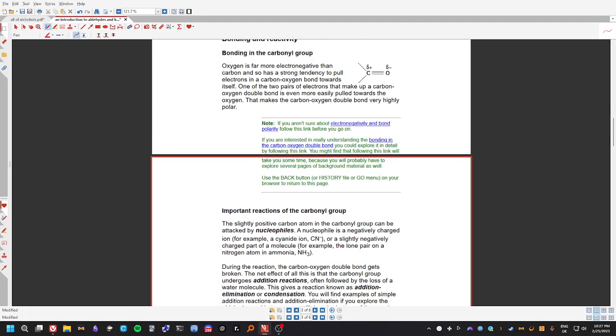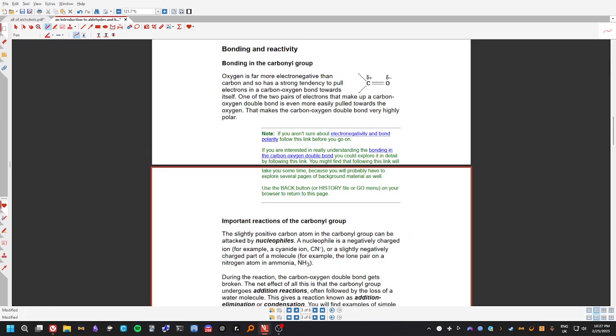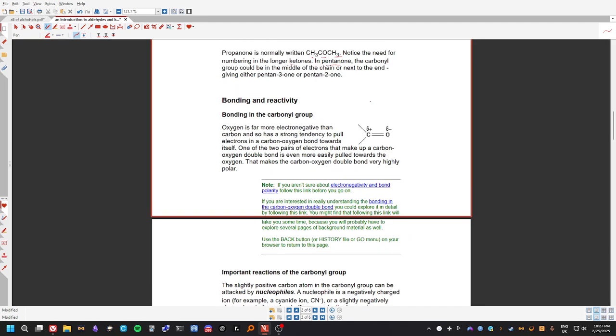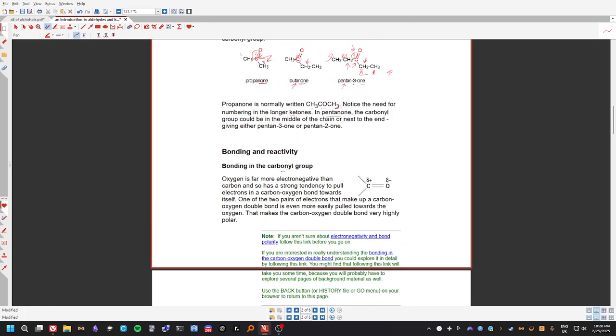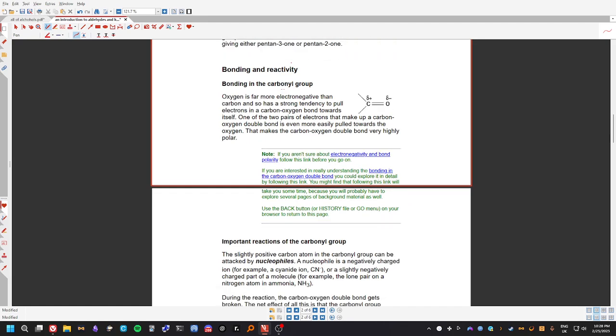So now we talk about your bonding and reactivity, and then we're going to be talking about your boiling points and solubility. So bonding in a carbonyl group, we're talking about your aldehydes and ketones, the C double bond O. Oxygen is far more electronegative than carbon. Although there's a double bond, it's still going to be far more electronegative.